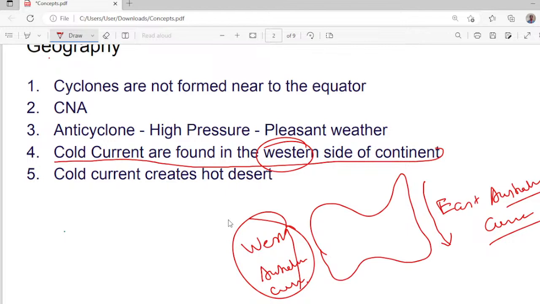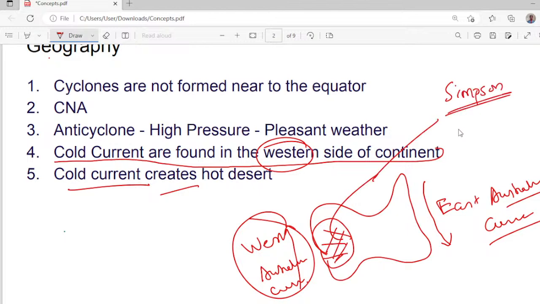Okay, guys, understood. Now, whenever a cold current is there, there will be a hot desert. Here, the Great Australian Desert, the Simpson Desert. Wherever a cold current is there, there will be hot deserts, because a cold current cannot produce any rainfall. That is the point. Aromal is saying June, Omkar is saying winter. The answer is winter.